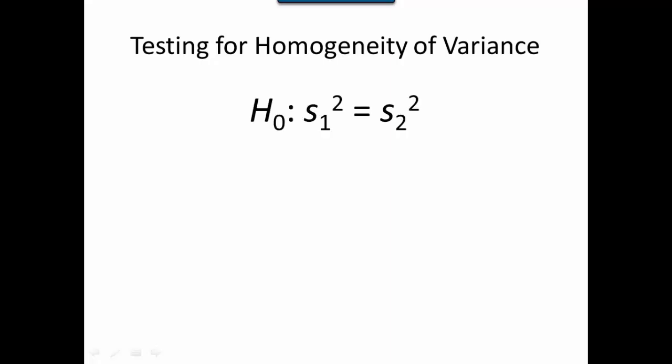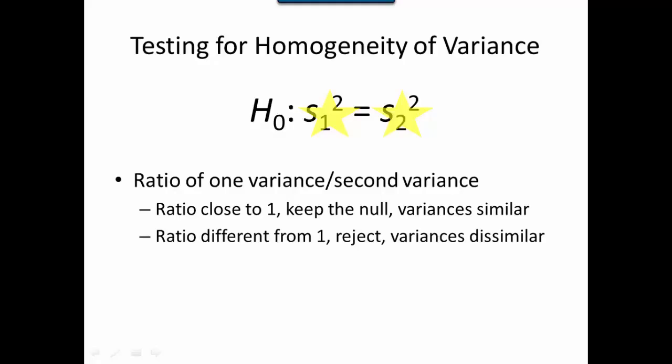This is the null hypothesis for the homogeneity of variance. Basically, we're saying that the variance for one group is the same as the variance for the other group. We want to keep this null hypothesis because it means we can run our test very simply and the variance is the same in both groups. What we do is we take one variance and we divide it by the other variance and we come up with a ratio. If the ratio is really close to 1, we're happy. And we keep this null hypothesis that the variance is the same in both groups.